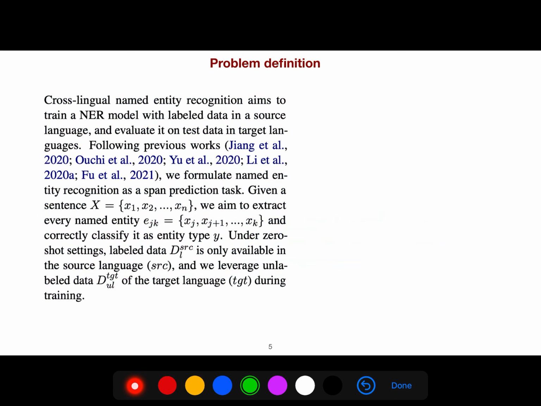Cross-lingual NER aims to train a NER model with labeled data in a source language and evaluate it on test data in a target language. So they formulate NER as a span prediction task. Given a sentence, we aim to extract every named entity and correctly classify its entity type. Under the zero-shot setting, labeled data is only available in the source language, and we leverage the unlabeled data of the target language during training.